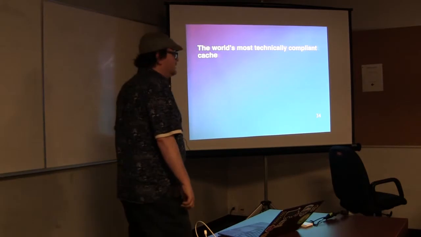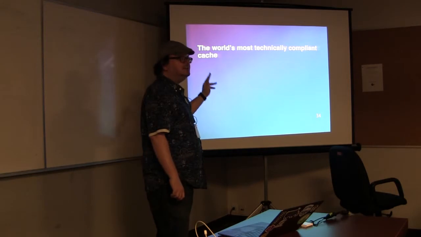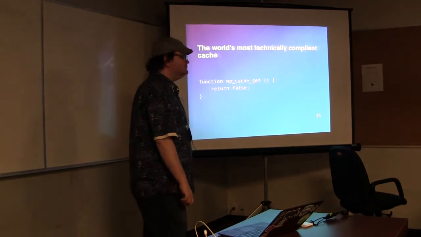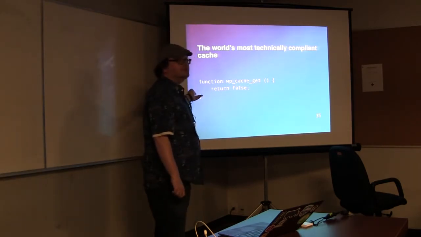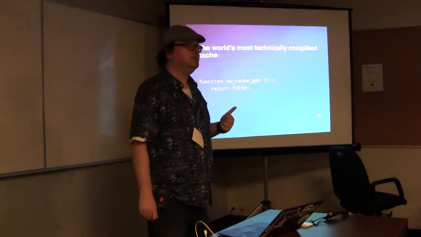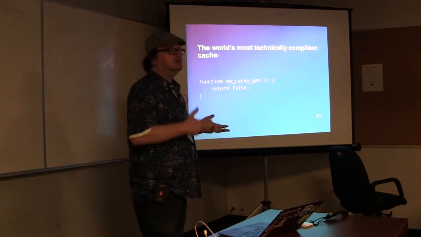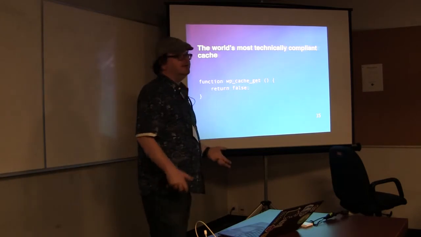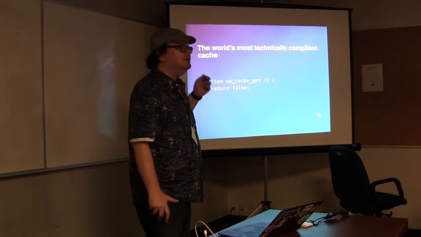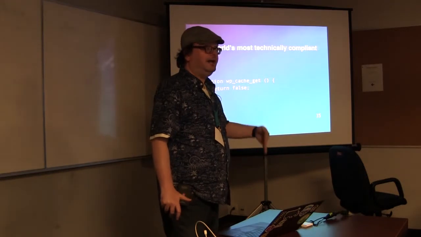So, I'm about to show you an excerpt from the world's most technically compliant cache. There is nothing about this that is a lie. The transient API doesn't promise a minimum lifetime. If you write something that throws away the value the moment it gets it, that just assumes that every value doesn't exist, that's fine. That is perfectly acceptable. Transients don't have to exist. They just have to go away when you told them to.